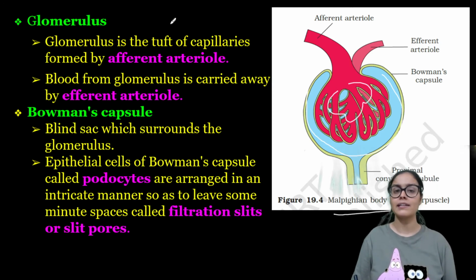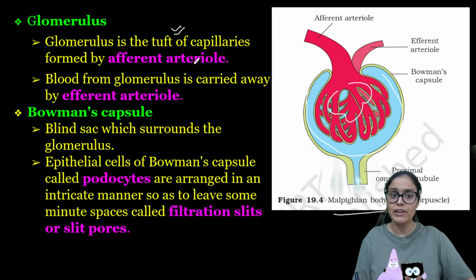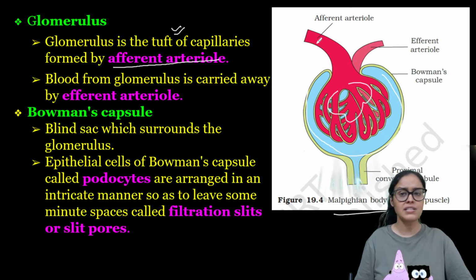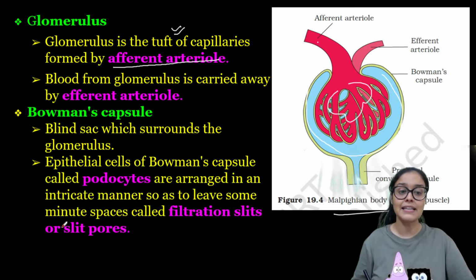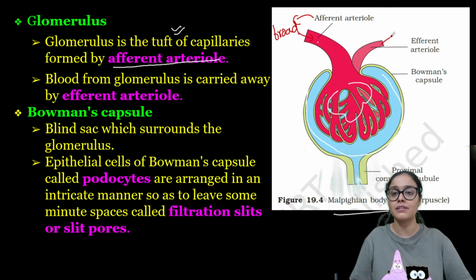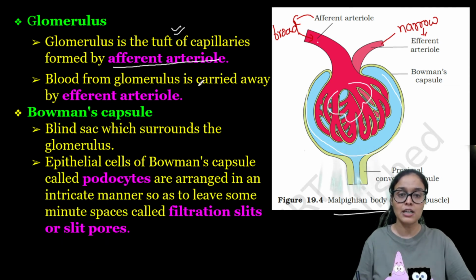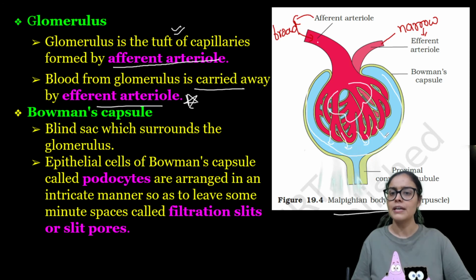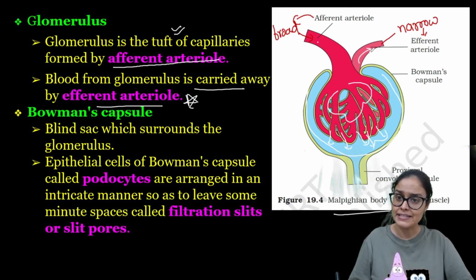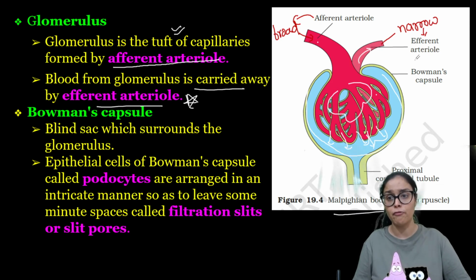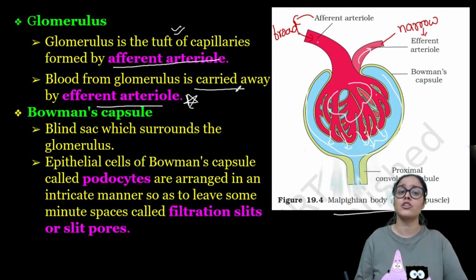So what is the glomerulus? It is the tuft of capillaries, meaning branches of capillaries formed by afferent arterioles, which we can see in the diagram. The afferent arteriole has a broader diameter, whereas the efferent arteriole has a narrow diameter. You have to remember that. Blood from the glomerulus is carried away by the efferent arteriole. Once the things are filtered out from the blood, the blood will exit the glomerulus via the efferent arteriole.